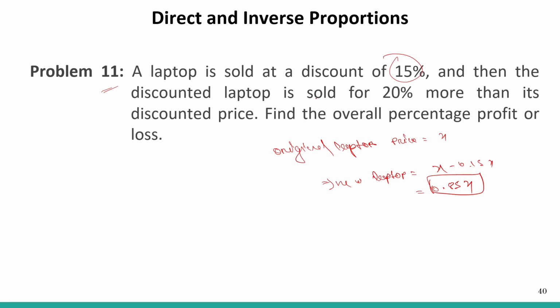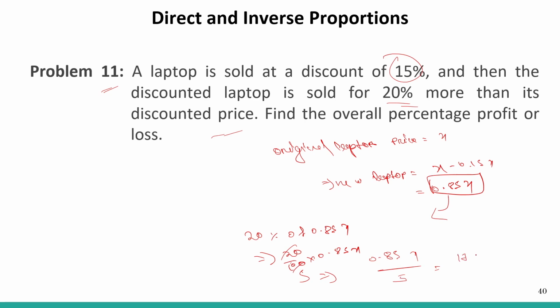Okay. So then the discounted laptop is sold for 20% more than its discounted price. Okay. So what the shopkeeper does is he sells it at a 20% hike on the discounted price. So 20% of 0.85x. So this implies what? 20 by 100, right? Into 0.85x. So this is 1 by 5, right? So 0.85x by 5.